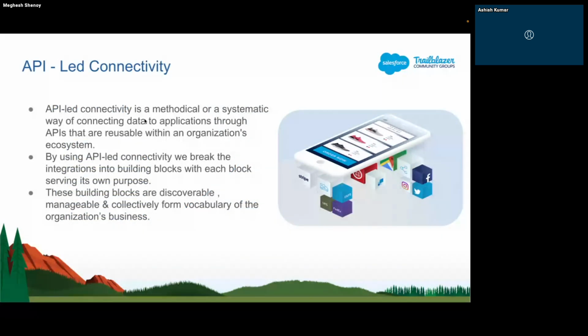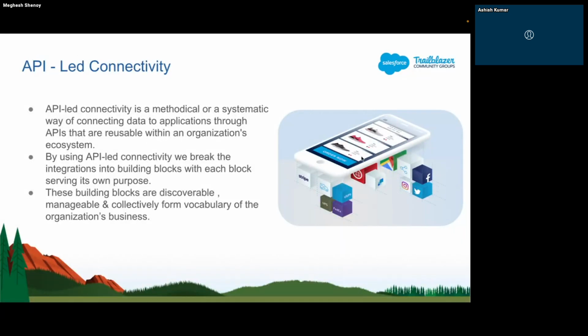So API-led connectivity is just a methodological, systematic way of connecting data to applications through APIs that are usable within an organization's ecosystem. Now, for example, if you look at this image, you are shopping at an e-commerce site. You can take Amazon as an example. In the background, there are so many APIs, right? For example, the Google Maps API, Instagram. Again, you have their own backend services, the AWS services powering Amazon.